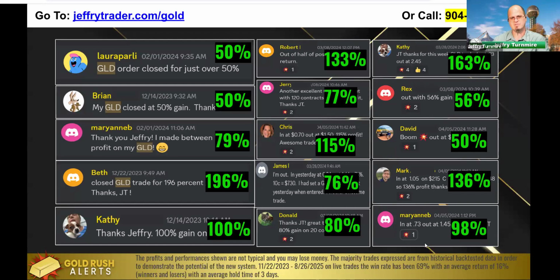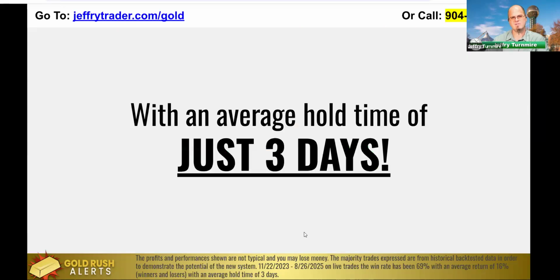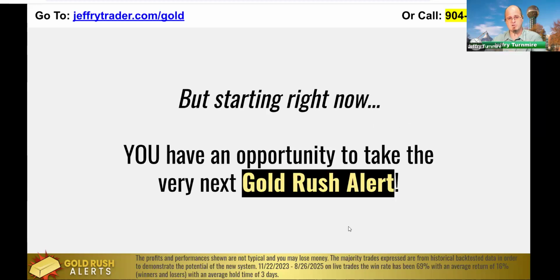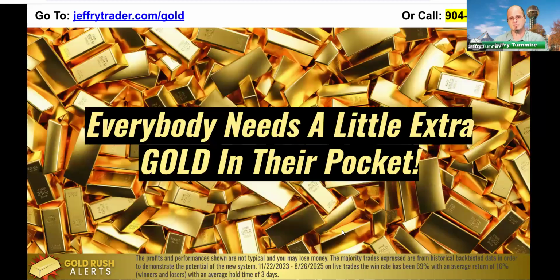I mean, look at those numbers. Crazy numbers. All different dates, too, with an average hold time of 3 days. Of course, some are smaller, some are losers. That's 3 out of 10 are losers on average. Starting right now, you have that same kind of opportunity on the weekend Gold Rush. Because the truth is, everybody needs a little extra jingle, right? We need that gold without having to go panning it out of the creek right there.